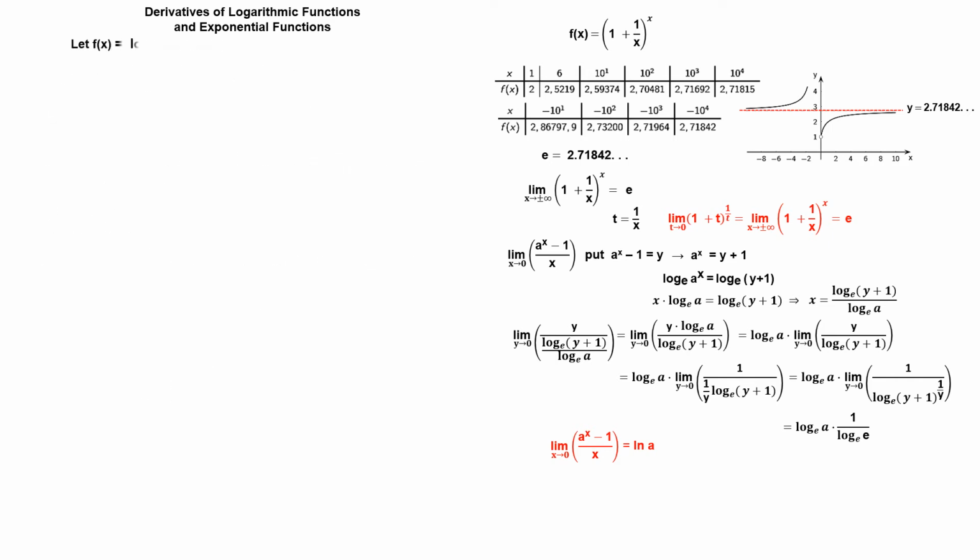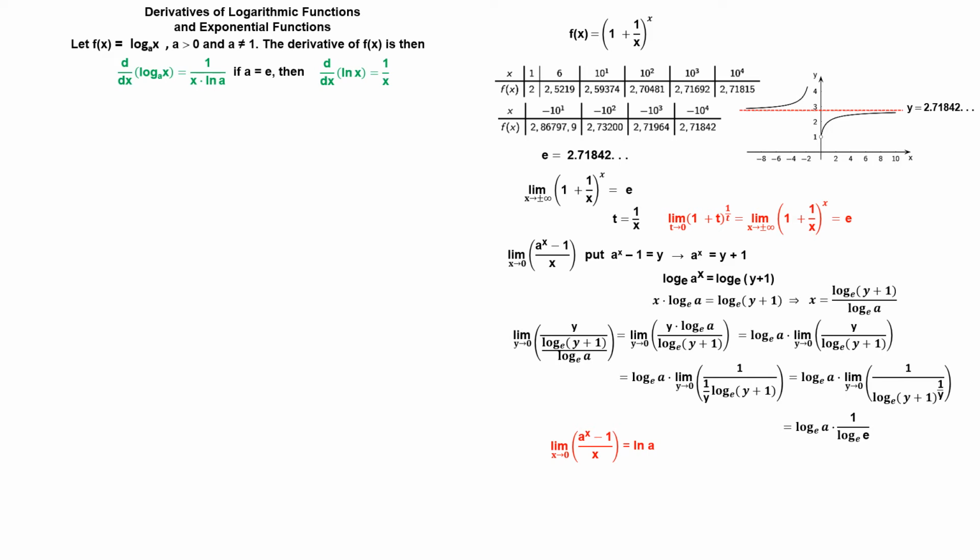Let f of x equal the logarithm of x base a, where a is a positive number not equal to 1. The derivative of f is given as follows. In particular, if we take a equal to e, then the derivative of the natural logarithmic function is given as follows.